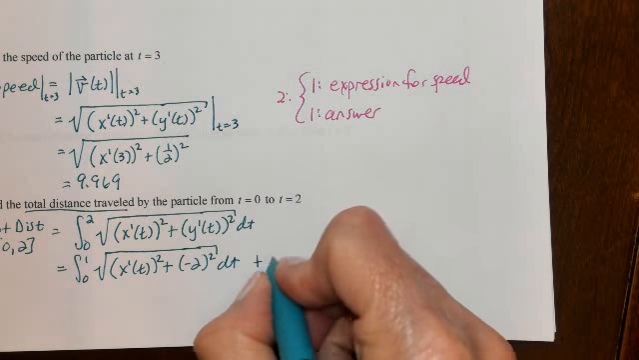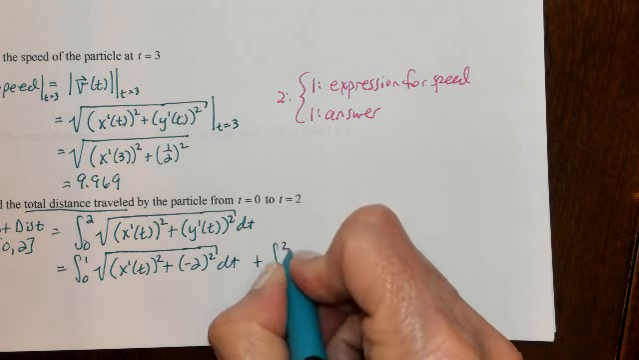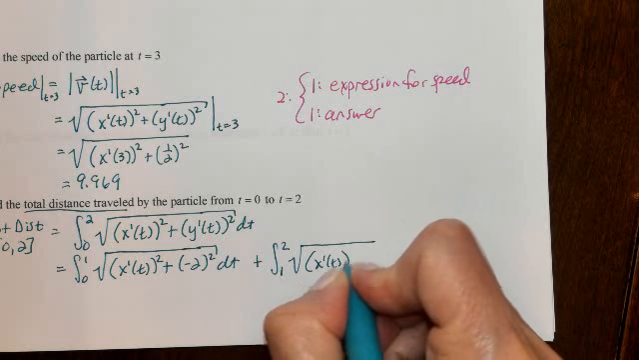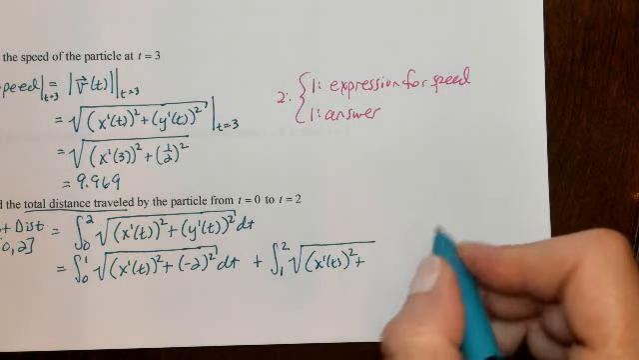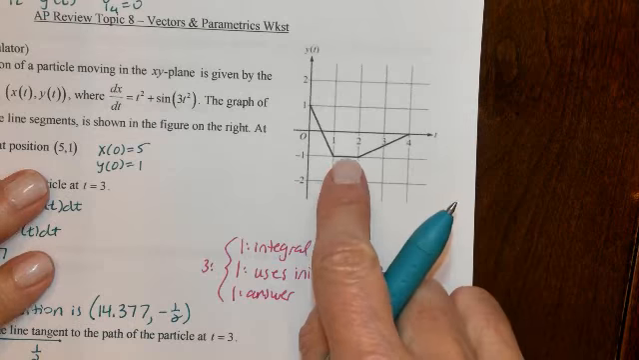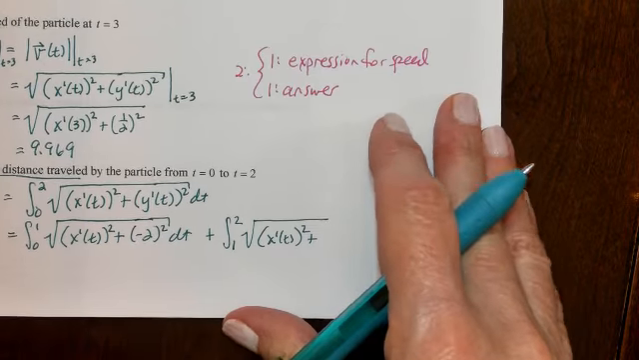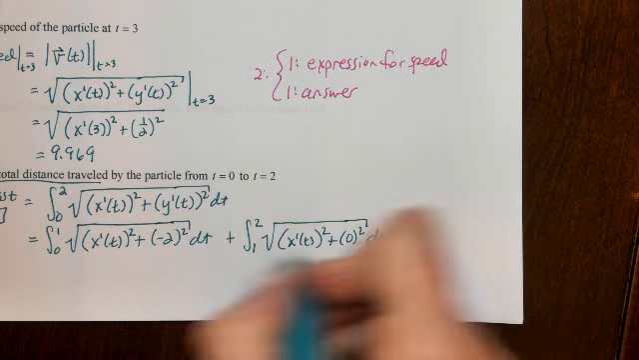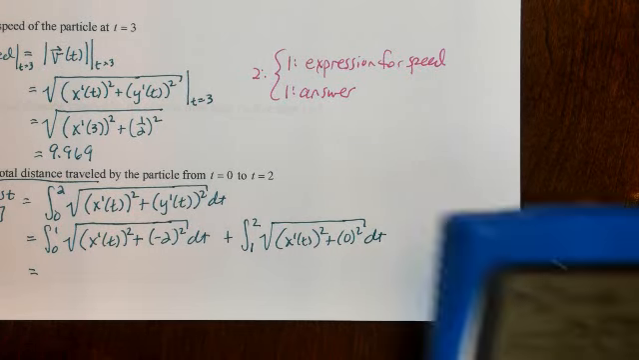And now for the second piece, from 1 to 2, x prime of t squared plus, remember that slope there was 0 for that section, so y prime is just 0 there. And now this can go into your calculator.